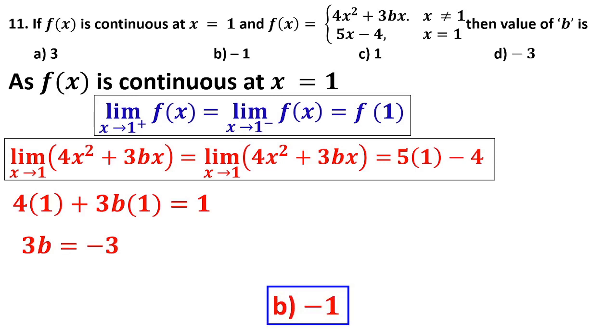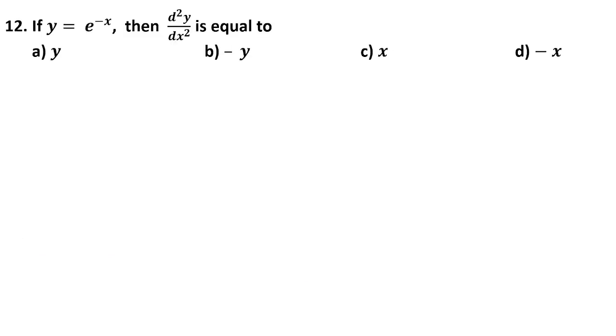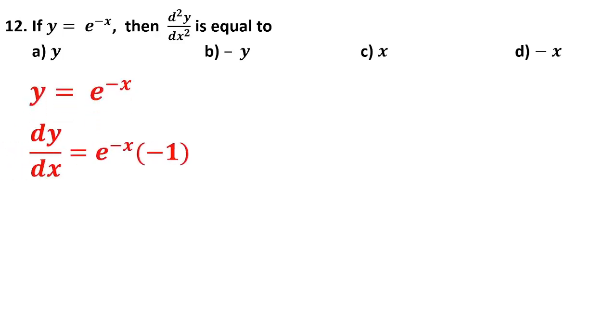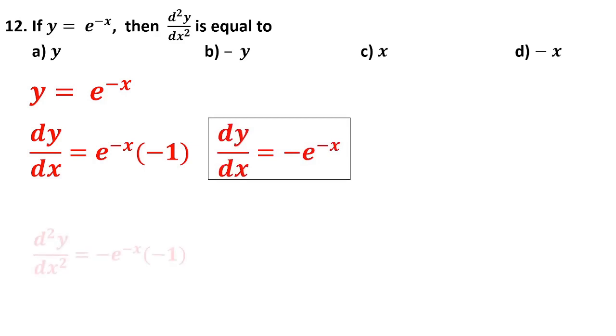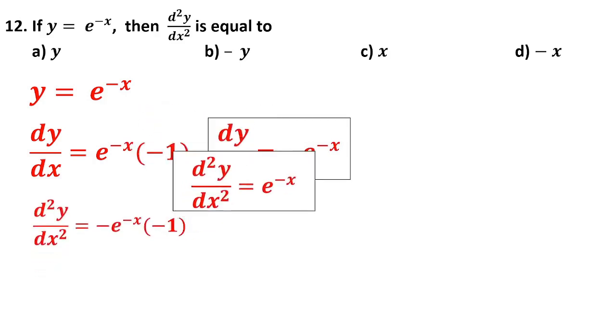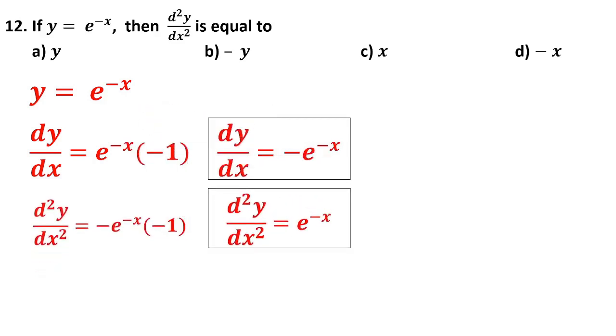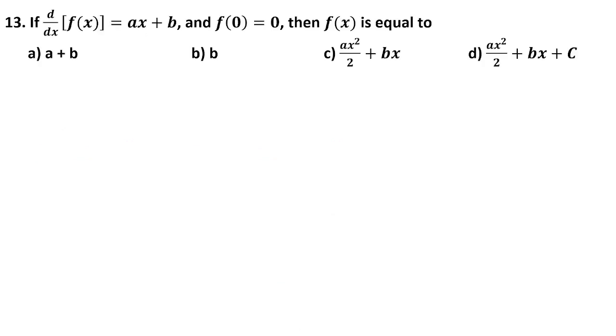Very simple question. Question number 12. If y is equal to e power minus x, you have to find the second derivative and check out it is equal to what. Find the first derivative, minus e power minus x. Find the second derivative, minus of minus plus, therefore e power minus x. It is nothing but the given function, therefore it is y. Second derivative is y. Go to question number 13.